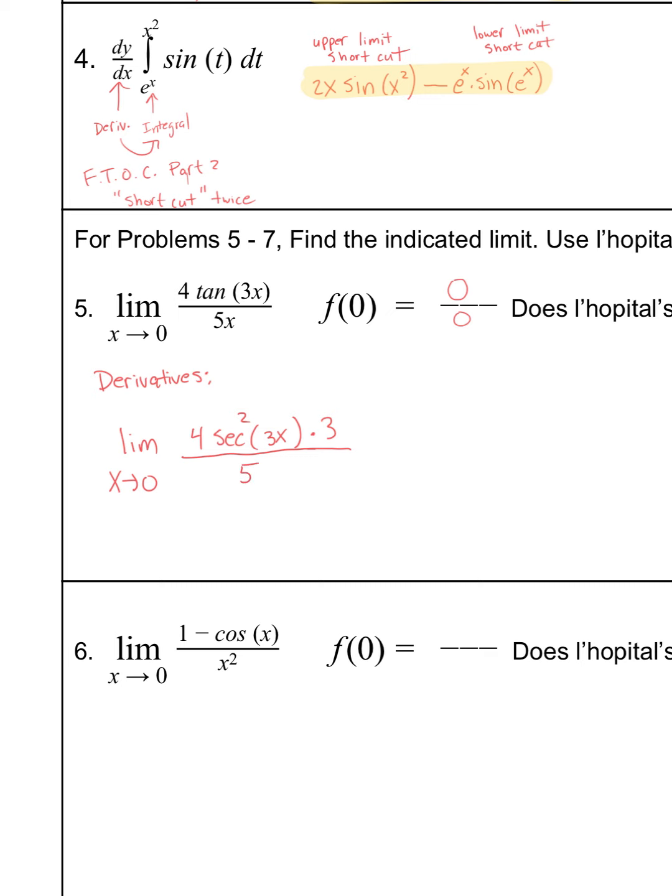Okay, so now I'm going to simplify that. When I simplify that, hey, the 4 times the 3 is going to give us a 12 out front. So we're going to erase the 4 and the 3, and we are going to put a 12 out front. All right, now we go ahead and we do direct substitution.